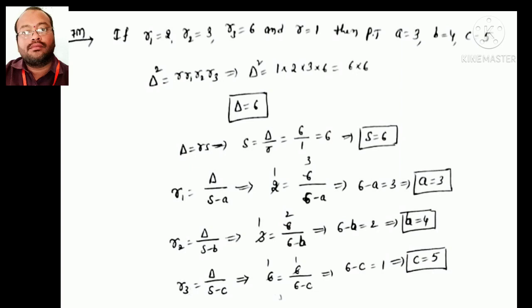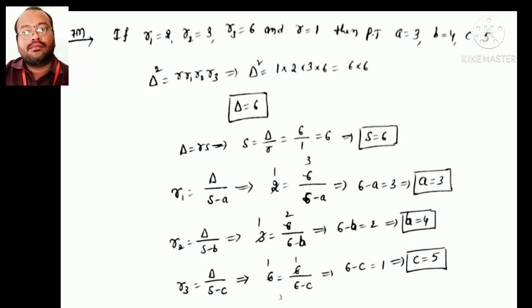We already know r1 as delta by s minus a. So replacing the r1 value and delta value there, we get small a value as 3. r2 is equal to delta by s minus b, in the sense, by replacing all the values, we get 6 minus b as 2, then the b value will be 4. Then r3 is equal to delta by s minus c. By replacing r3 as 6 and delta value as 6, 6 minus c is 1 and c is equal to 5. Like this, we get a, b, c values as 3, 4, 5.